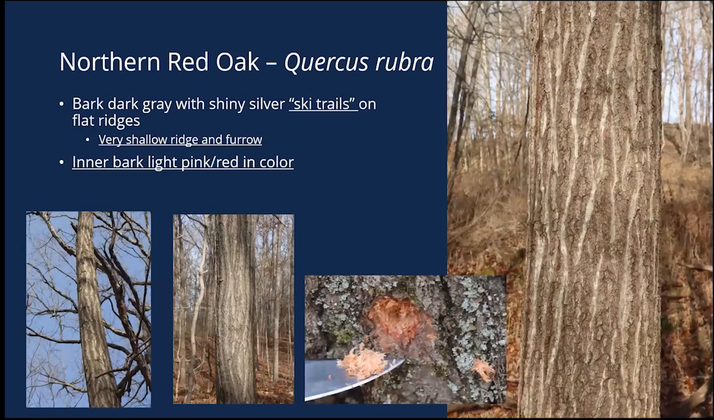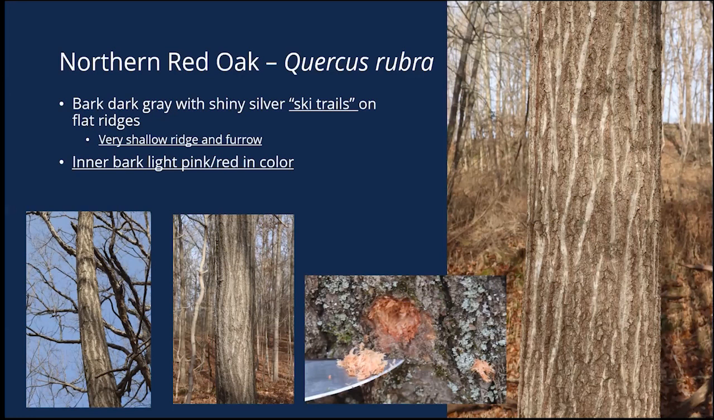Now the bark is what you're looking for when you want to identify Northern Red Oak. To me, that's really what stands out in terms of the characteristics. The bark of Northern Red Oak tends to be dark gray, but it has these shiny silver, I call them ski trails. They're basically the flattened ridges on this ridge and furrow bark. It's very shallow ridge and furrow bark. And then the ridges are going to be more shiny, kind of a dark silver in color, and they really run the length of the tree. So they look like these long, shiny ski trails, if you will, up and down the tree.